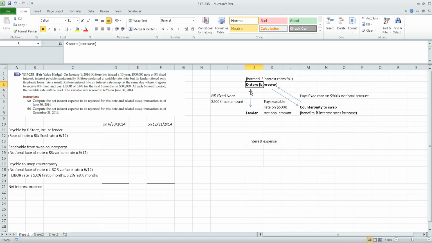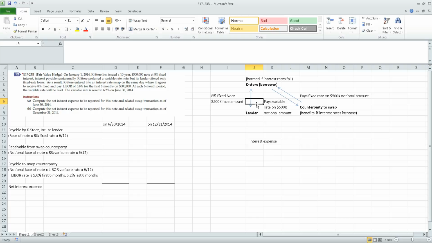K-Store fears that interest rates are going to fall sometime in the foreseeable future below 8%. And if interest rates fall below 8%, then they're stuck with this 10-year note which requires them to pay 8% interest when interest rates are actually less. So K-Store wanted a variable rate note, that is a note whose interest rate floated depending upon what the market rate was, but the lender wasn't willing to accept a variable rate note.